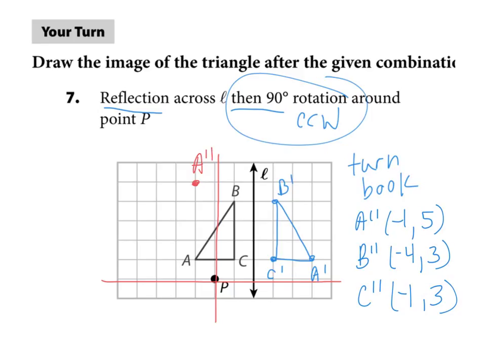B double prime is going to be at negative 4, 3. That's going to land us here. Again, remember that's in relation to our origin point, okay? So negative 4, left 4, and up 3. And that is B double prime. And then C double prime is going to be at negative 1, positive 3. So again, you can see this right triangle taking shape just like it was when it started.